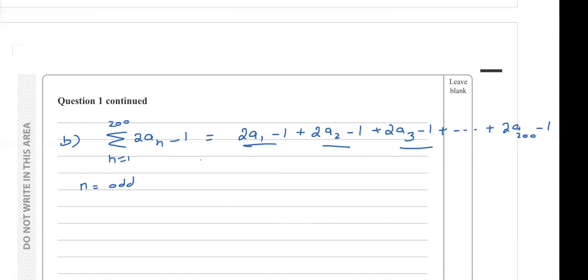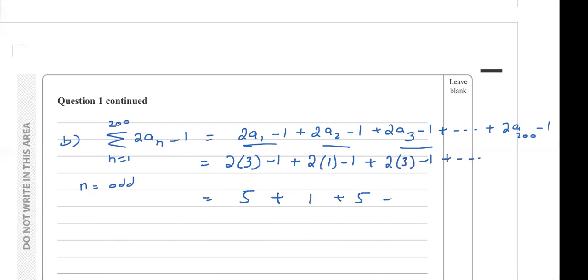We can say 2a1. What was a1? a1 was 3, minus 1. In the same way, plus 2a2. a2 was 1, minus 1, plus 2a3. a3 was 3, minus 1, plus so on, and then it will become 6 minus 1 is 5, plus this is 1, plus 5, plus so on.